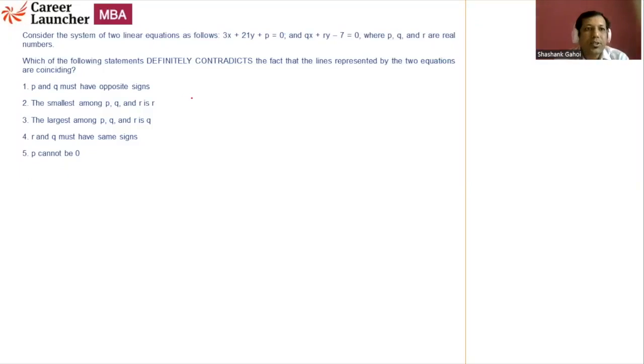Now let's see this question. It says, consider the two linear equations, 3x plus 21y plus p, and that's equal to 0, and qx plus ry minus 7, and that's equal to 0, where p, q, r are real numbers. Which of the following definitely contradicts the fact that the lines represented by the two equations are coinciding.